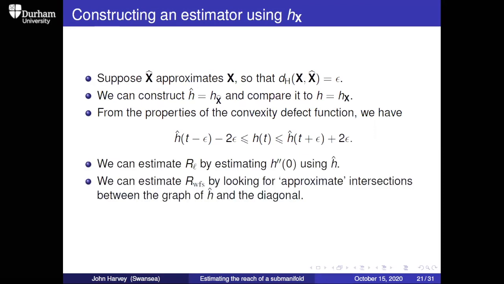So we'll have to find an estimate for h double prime of 0. That will tell us the local reach. And then we'll also have to look for intersections between h hat and the diagonal, and that's going to tell us what's going on with the weak feature size. They won't be true intersections, they'll just be approximate.